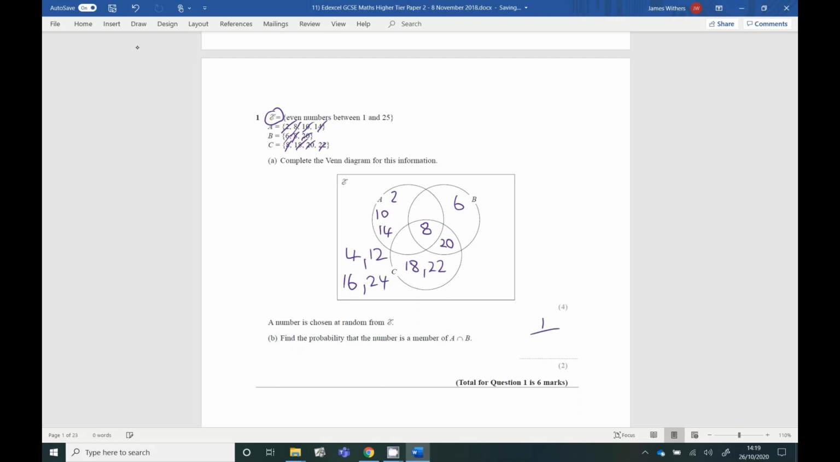How many numbers in total in our Venn diagram? 1, 2, 3, 4, 5, 6, 7, 8, 9, 10, 11, 12. So it's 1 out of 12.